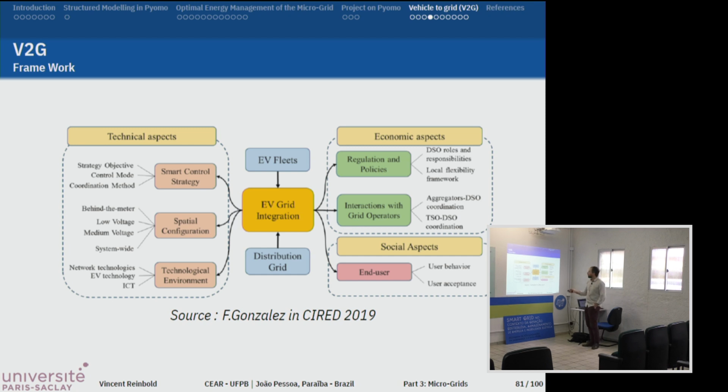There is another aspect, which is the spatial configuration. We can think about a system that is really small. We can think about a battery of a vehicle helping just a small house. But we can imagine a system with a large fleet of vehicles. So this is spatial configuration. And the last one is the technological environment. It means basically the communication between the grid, the vehicles, and the users, and what technology we will be developing.